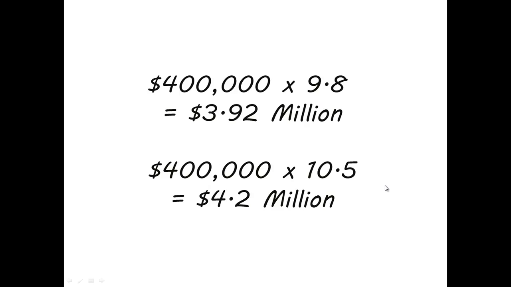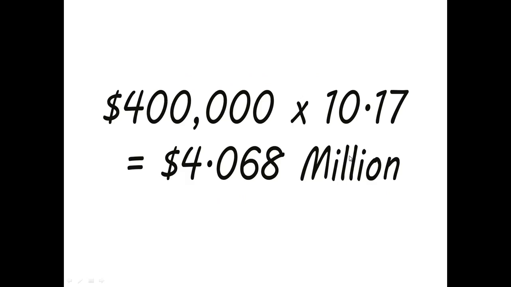We multiply 9.8 times 400,000, and we get 3.92 million. We multiply 10.5 times the same number, and we get 4.2 million. So we've got a range, 3.9 to 4.2. It's pretty tight. Based on the average gross rent multiplier of 10.17, that value would likely be 4.068 million. That gives us a value and a range. Now this is an easy calculation, and it only requires the realtor or the investor to know the gross rental income and the sales price or list prices of comparable properties.